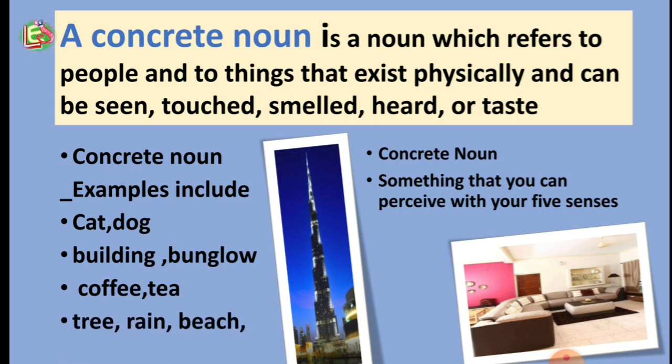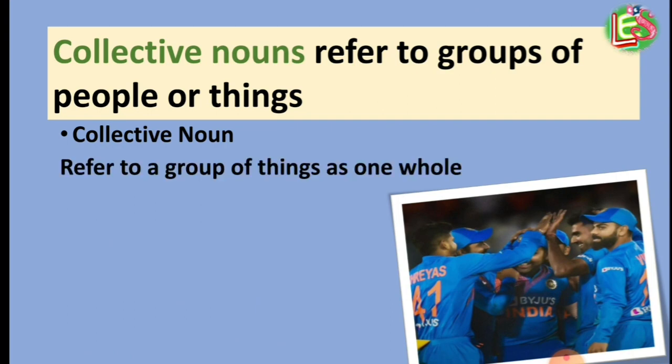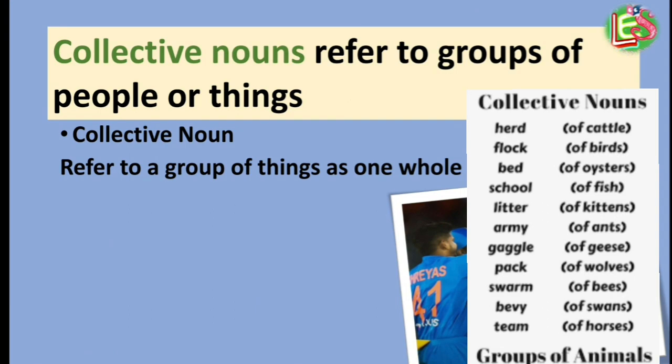And the last example of concrete noun is tree, rain, beach. So, after concrete noun, our next example is collective noun. It refers to groups of people or things. See here, observe the word groups of people or things. So, collective noun refers to a group of things as one whole. We are talking about a specific group, not an individual from that group.